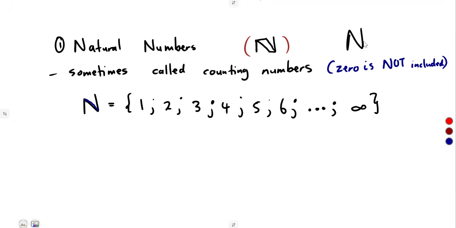So like I said, just use letter N. Do not worry about trying to present the way that is given there. All right. So we move on to the whole numbers.